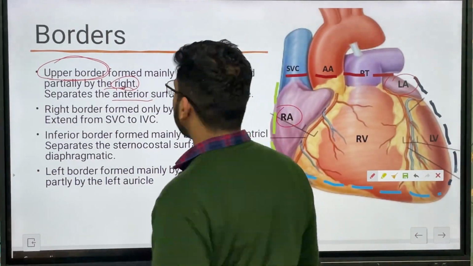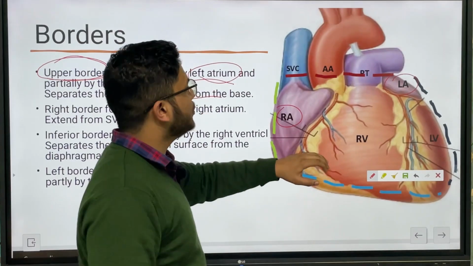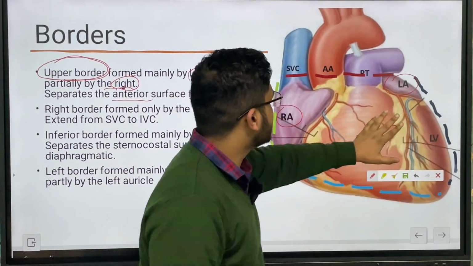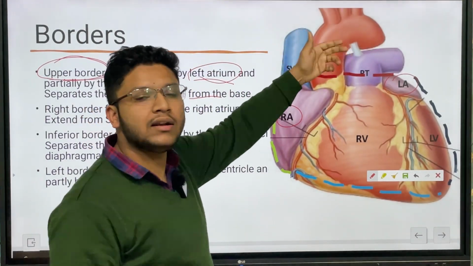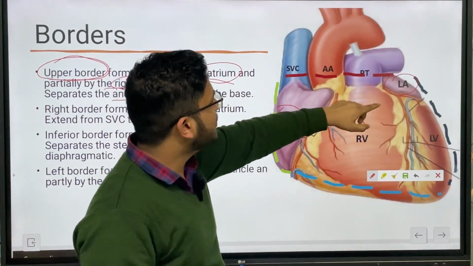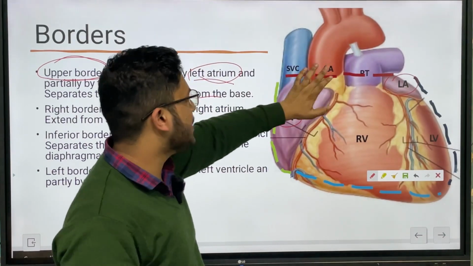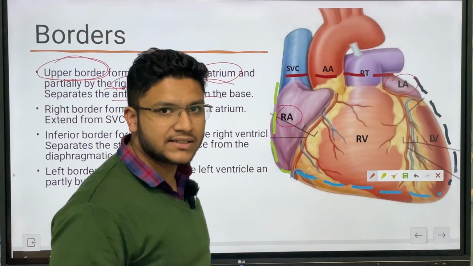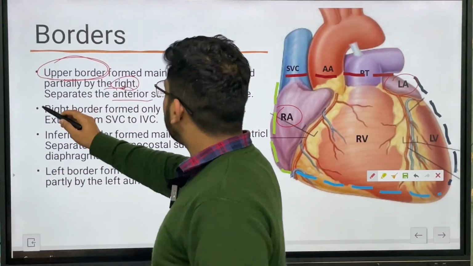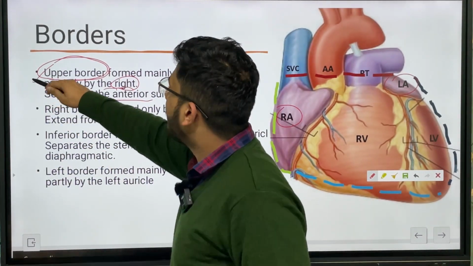What is it saying? What is the anterior surface? I told you anterior surface is this surface. Okay. And the base is formed by the two atria, left and right atria. So basically what upper border is doing is separating this anterior surface from the base. So this point is clear. It's all about the upper border.